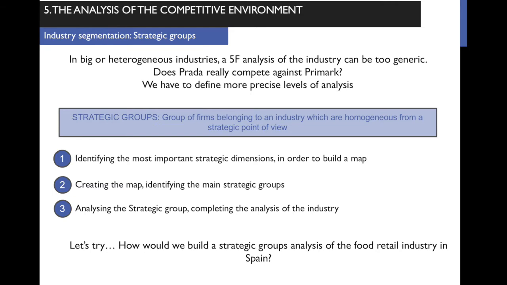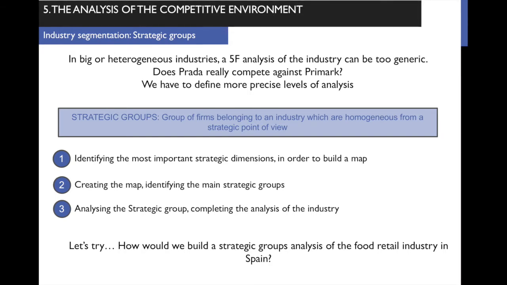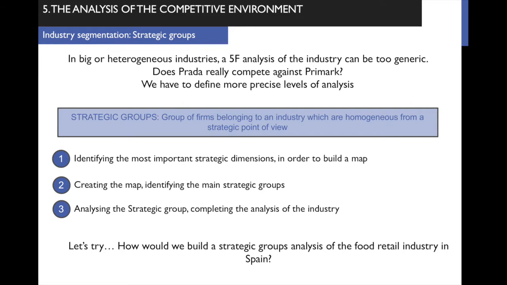We are going to call these strategic groups. A strategic group is a group of firms inside an industry, inside a market, which are homogeneous from a strategic point of view. I mean, they use the same competitive variables.